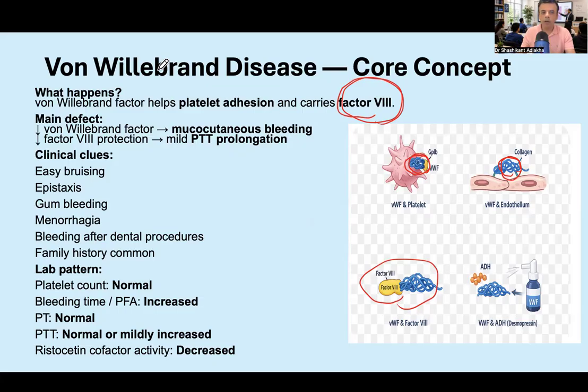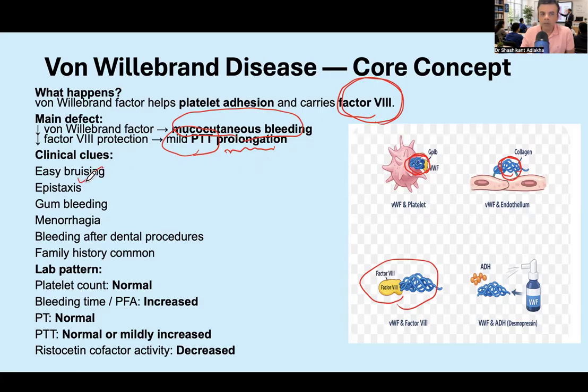So if there is absence or defective functioning of von Willebrand factor, then mucocutaneous bleeding will be seen. Mucocutaneous bleeding will typically manifest as mild petechial hemorrhages over the skin and mucosal membrane. Sometimes it can present as epistaxis as well. And a factor 8 decrease can also lead to a mildly increased APTT. It may be normal in some cases, but eventually there will be an increase in APTT in many of the cases.